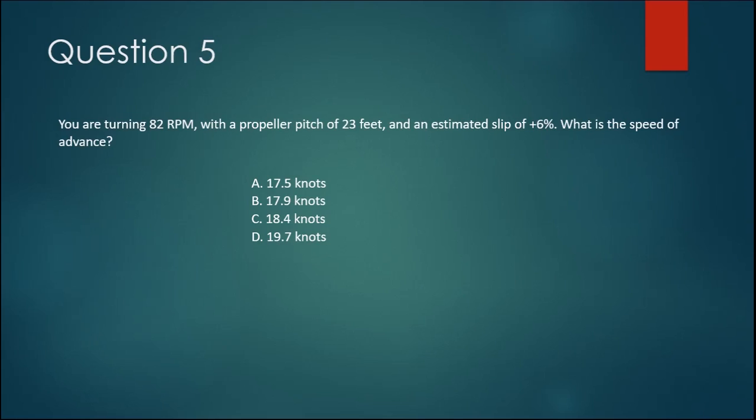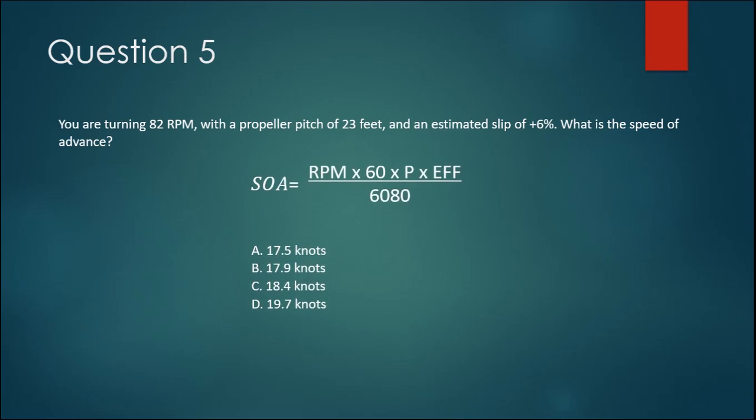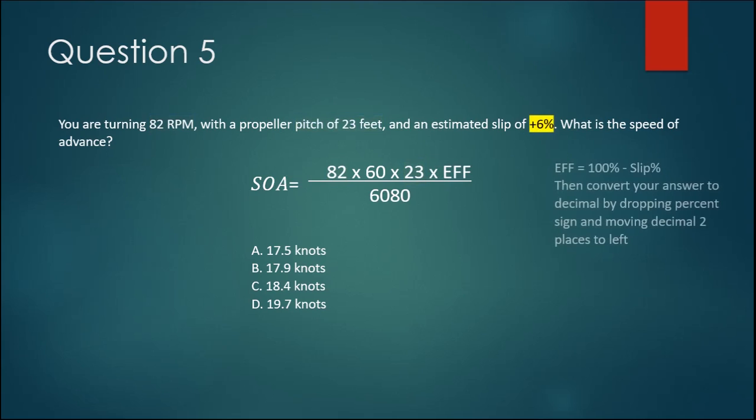Question five gives us a slip percentage of +6. So let's work through this and see how we do this slip percentage. Start out like every other problem with our formula and start plugging our numbers in. Now the efficiency here is 100% minus the slip percent. So 100% minus 6% gives us 94%. 94% as a decimal is 0.94. So let's plug that in.